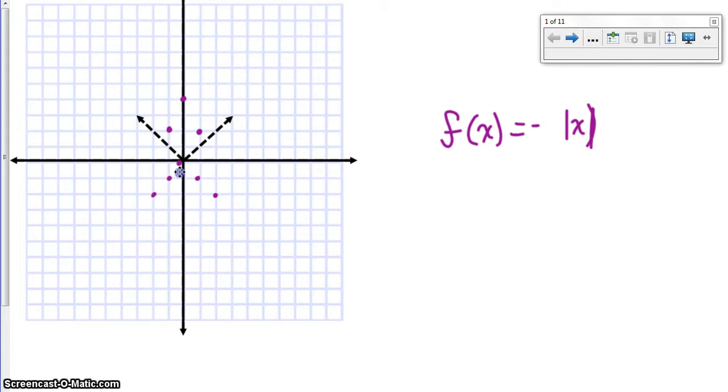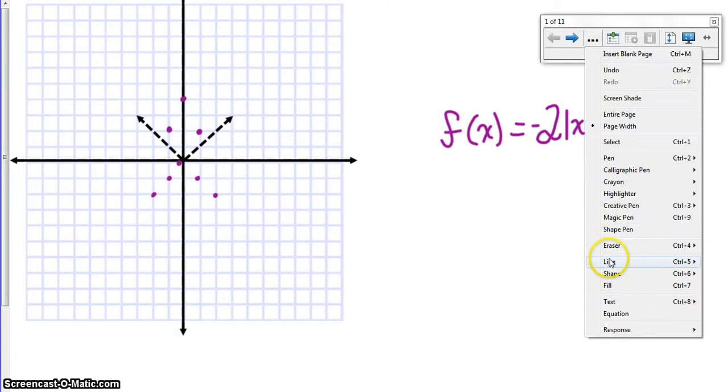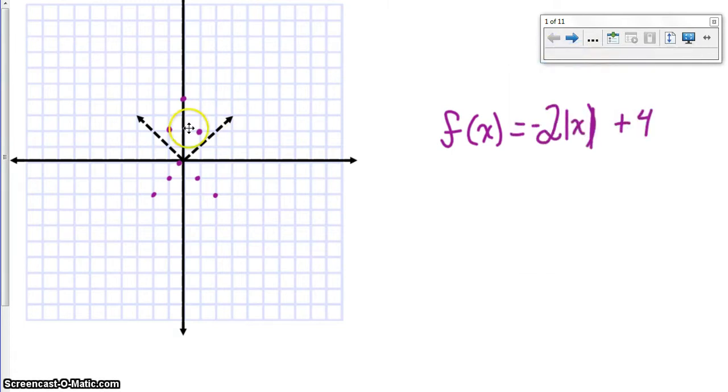So let me see what I did. I negated it, so that made it reflect. I shifted it up, 1, 2, 3, 4. Well, that means I changed the K. I didn't shift it horizontally, but I did make it skinnier. So that means I made it stretch towards the y-axis. And instead of going over 1 and up 1, I went over 1 and down 2. So I multiplied by a -2. So my new nose looks like this.